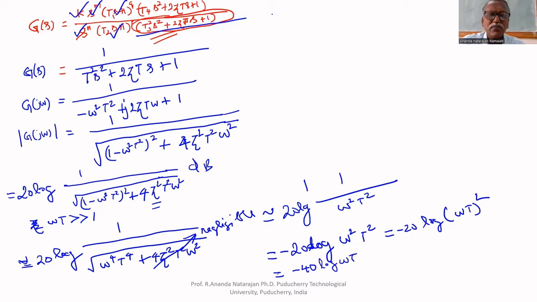Now we will substitute omega equal to 1 by tau. If you substitute, what will you get?